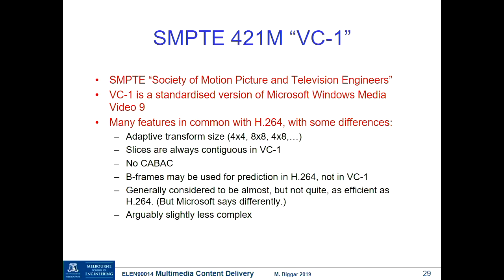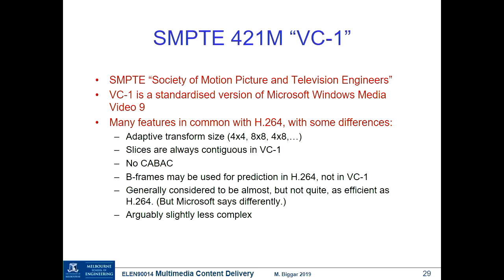Adaptive transform sizes. They allow even rectangular transform sizes. It's a little bit simpler in some respects. The slices are always contiguous in VC1. Remember I said H.264 allowed you to group the macro blocks from different parts of the screen. There's no CABAC, the arithmetic coding scheme. B-frames can be used for prediction for H.264, but not in VC1. And it's generally considered to be almost but not quite as efficient as H.264.